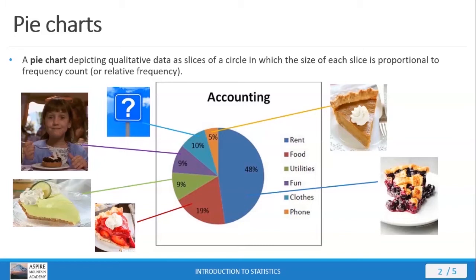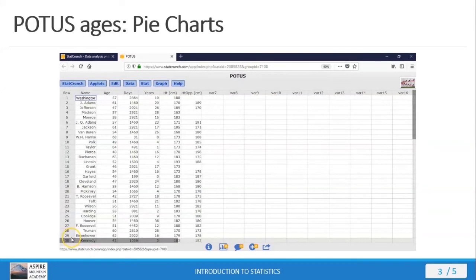How about that? Now, we can make pie charts in StatCrunch. Let's go ahead and watch a short demonstration of how to do that for the ages of elected U.S. presidents using the POTUS data file in our StatCrunch group. Okay, here we go. We're here in the POTUS file, and we're going to make a pie chart from the ages of elected U.S.